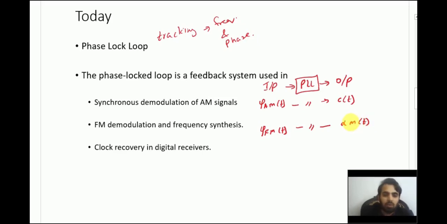And then moreover, this is used in terms of frequency synthesis, and further in terms of digital communications. We have clock synchronization and clock recovery. So in general, it's a very important phenomenon, and there are a lot of circuits that accomplish the phase lock loop.